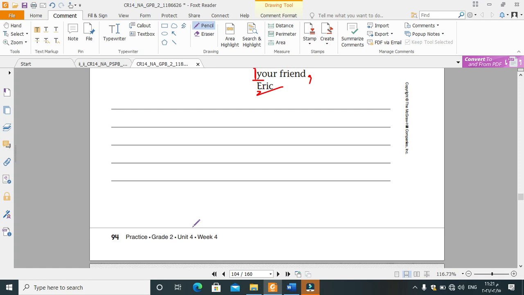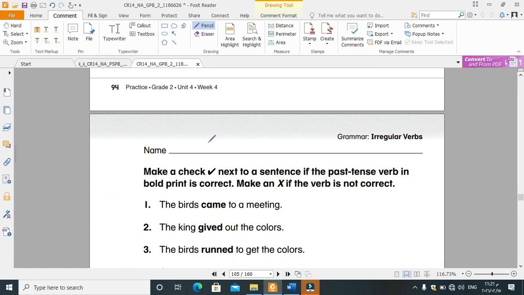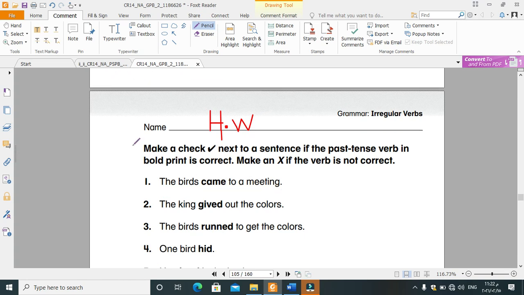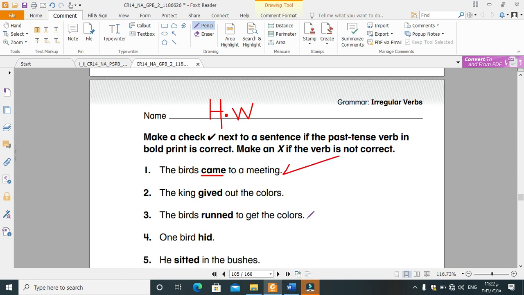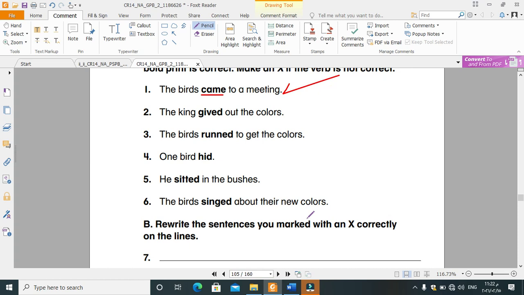We finished our class for today. And this is your homework, page 95. This is your today's homework. And the first question, make a check next to the sentence if the past tense verb is correct, and make an X if the verb is not correct. Let me give you an example and guide you how to do your homework. The birds came to a meeting. So look at the verb came. Is it correct? Yes, you have to make a check now. And the same for number 2, 3, 4, 5, and 6.